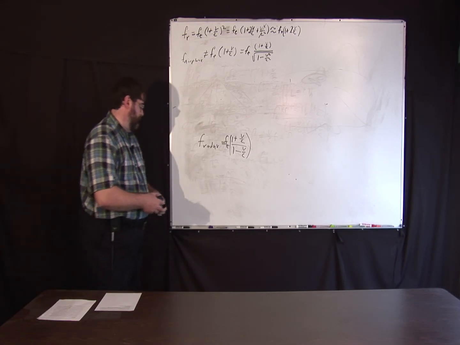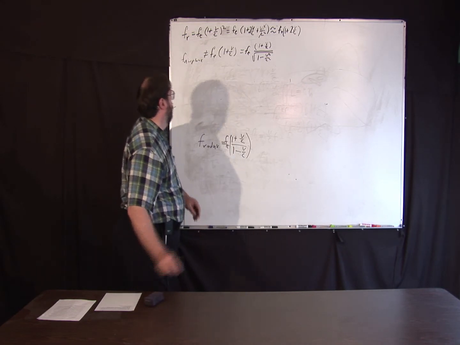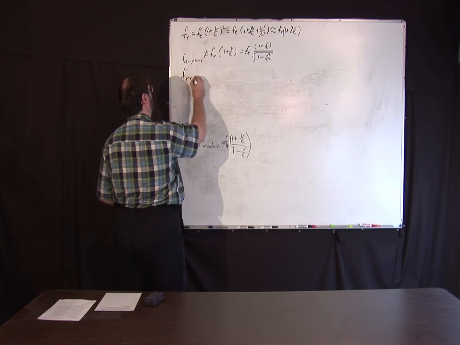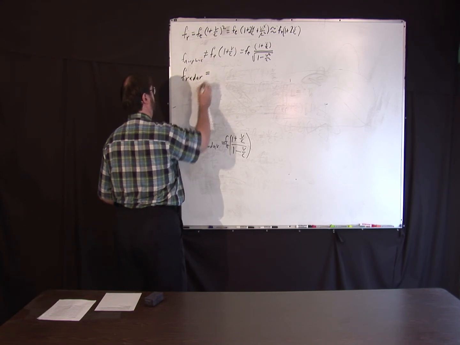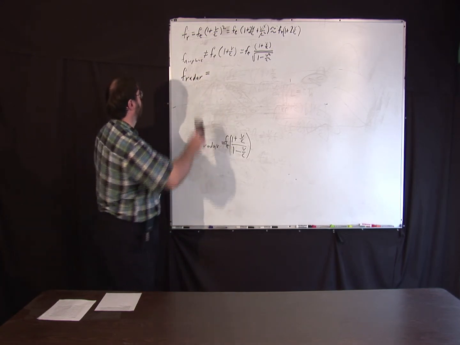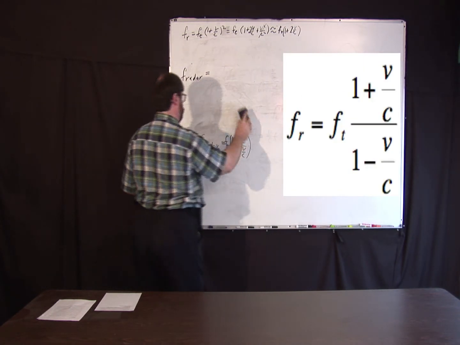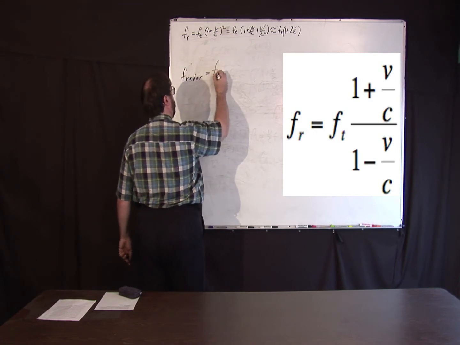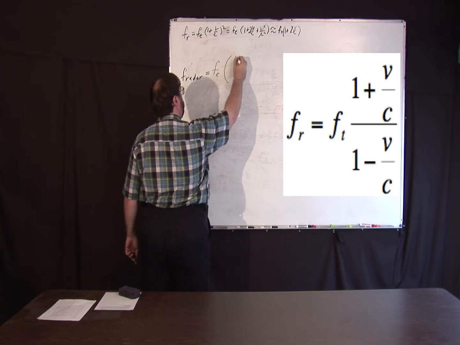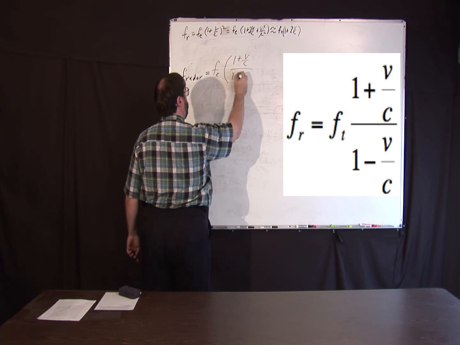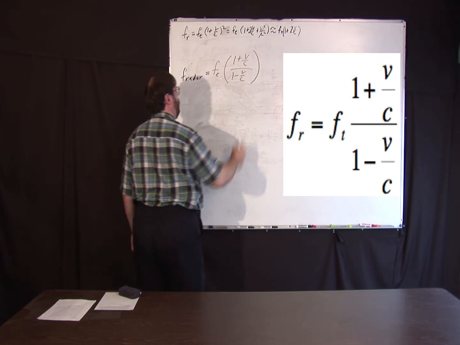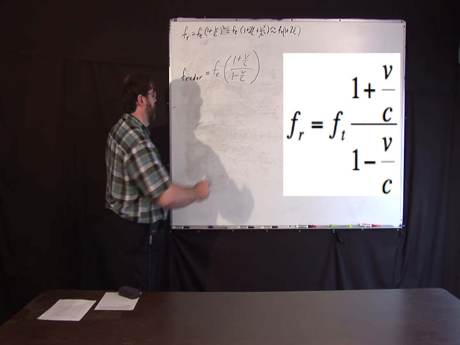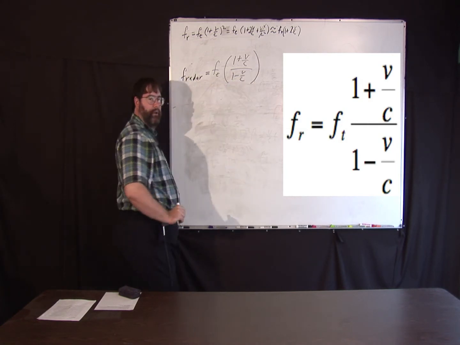Okay, now that we're back, we now have this new formula: F radar equals F transmitted times 1 plus V over C, over 1 minus V over C. Well, it turns out there's a formula for 1 over 1 minus x. V is always less than the speed of light.